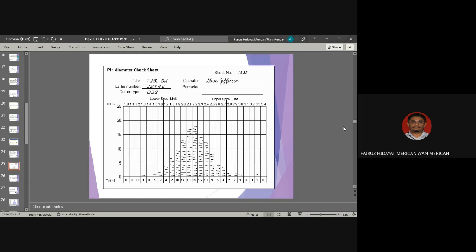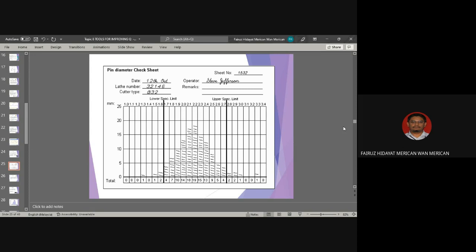Right? And you can see there again the data that has been indicated in the check sheet. So you have a small number of pins that had been made, of which the diameter falls below the lower spec limit. There are two pins with 1.6 millimeter diameter, only one with 1.5 and only one with 1.3. So not many pins had a diameter less than the lower spec limit, and you have six pins which had a diameter which exceeded the upper spec limit.